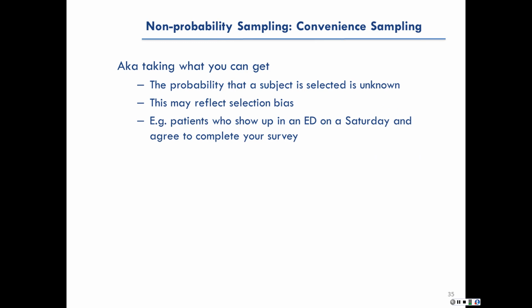There's also non-probability sampling, referred to as convenience sampling, also known as taking what you can get.